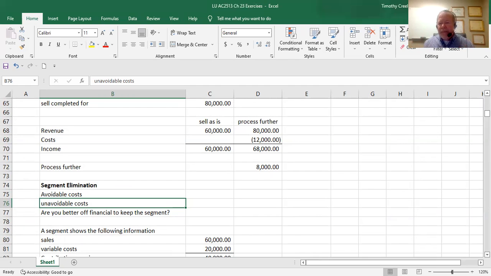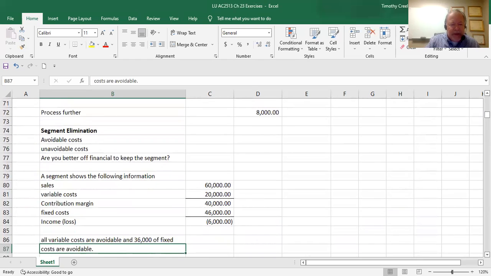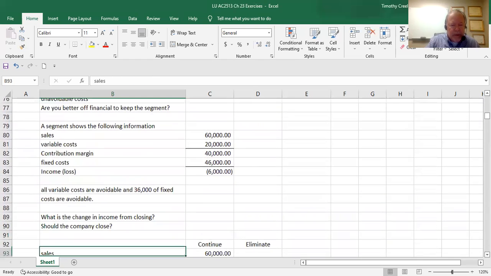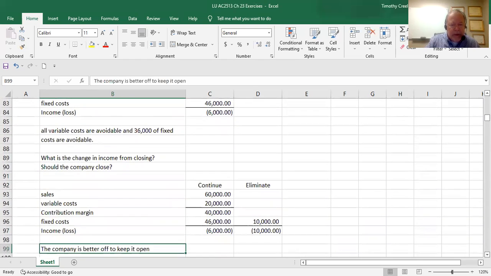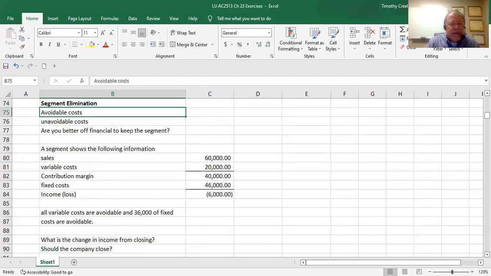You really want to run the numbers and see, okay, if we get rid of this department, what's eliminated or what cost stays? And you want to look at, can you eliminate enough cost to make it worthwhile to do so? So in this case, with segment elimination, you would look at this one right here. Let's look at this situation. Let's look at this problem right here.